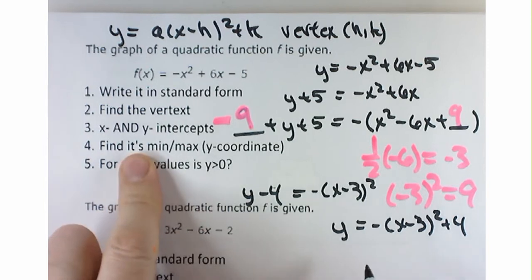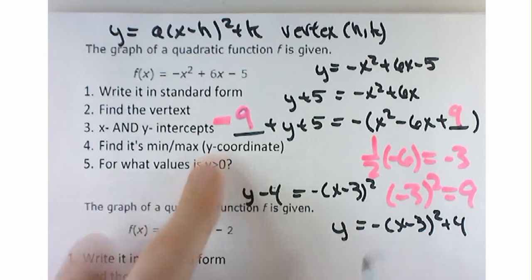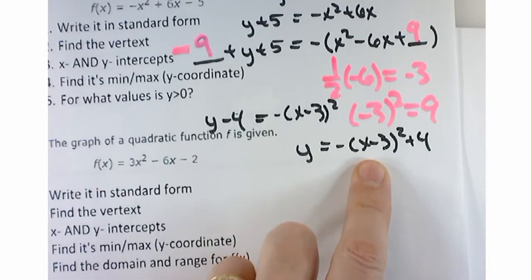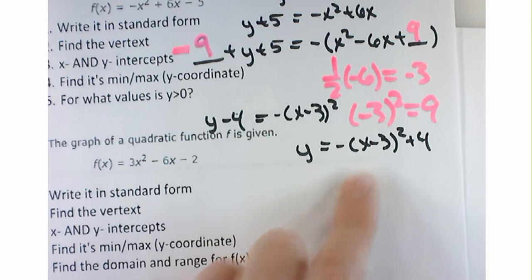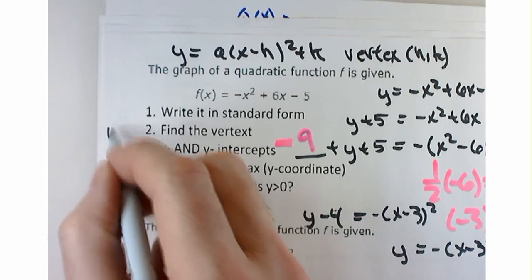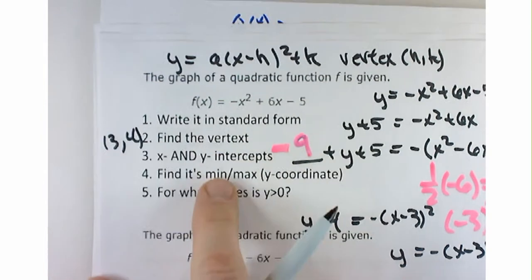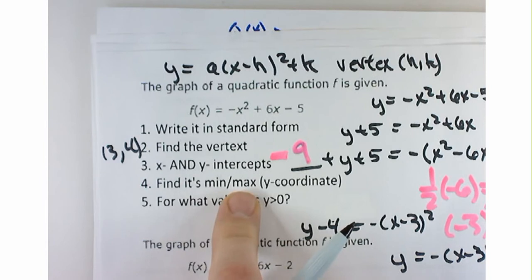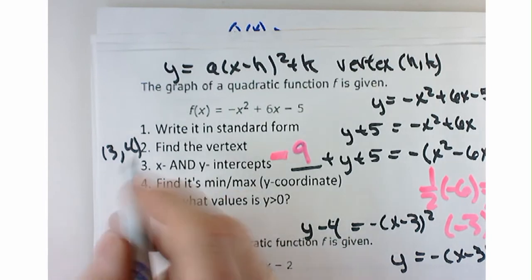The max coordinate, if I'm looking for the y coordinate, don't give me the x and y coordinate. In fact, hopefully you can see the vertex here. What's the vertex? 3 and 4. Hopefully you can read that off. 3 comma 4. And the min or max depends if it's open up or down. This one opens down, so the max coordinate is just going to be a 4.